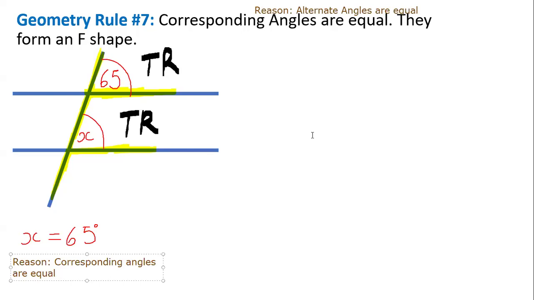Tavana, why are these angles equal? Because they're corresponding angles. Very good. And corresponding angles are equal. Andrea, why are these angles equal? Because corresponding angles are equal and they form an F shape. Very good. Condoleezza, what shape do corresponding angles form? They form an F shape. Very good. And Crispin, what shape do corresponding angles form? An F shape.